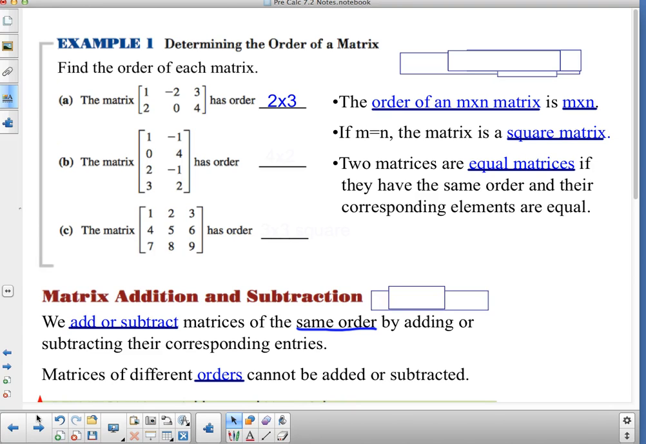So find the order, and the order is row, column. Everything's row, column when we're doing this, so keep that as your basics. In B, you have 4 rows, 2 columns, so 4 by 2 is your order. And in C, the matrix is a square, 3 by 3.